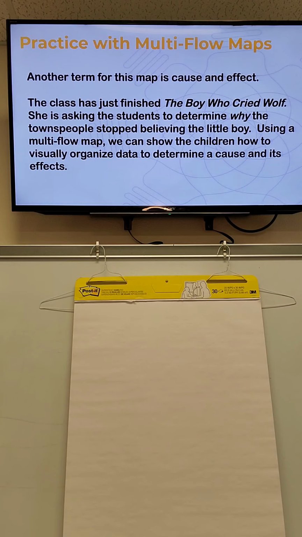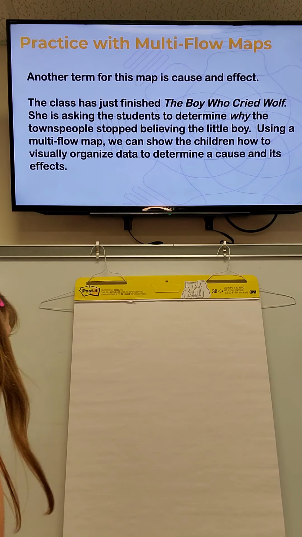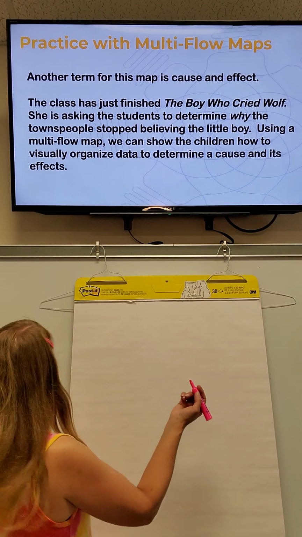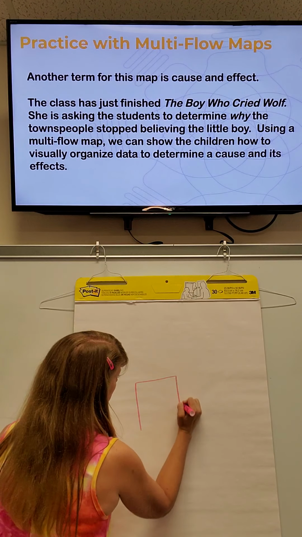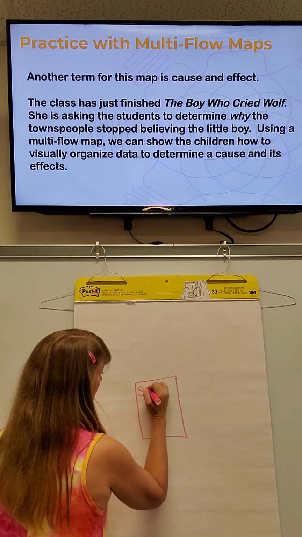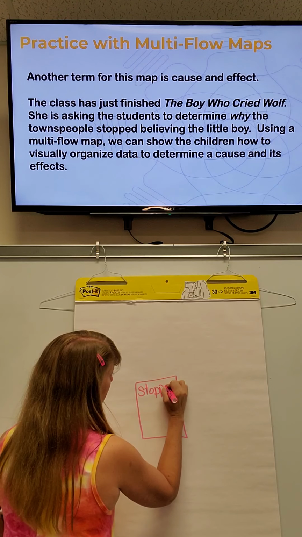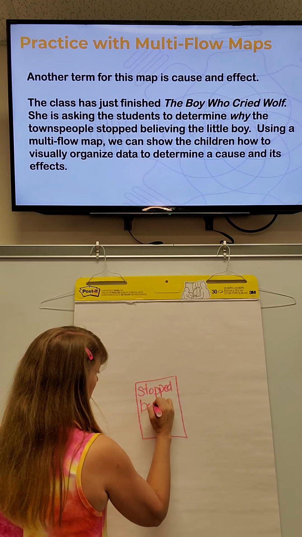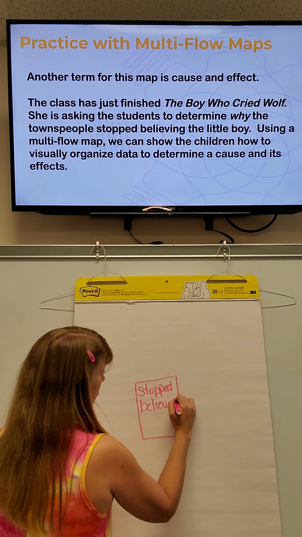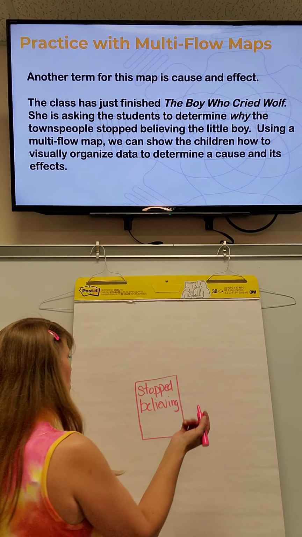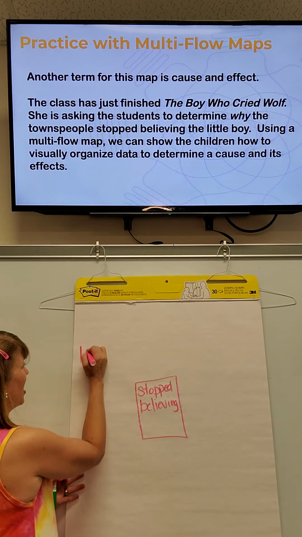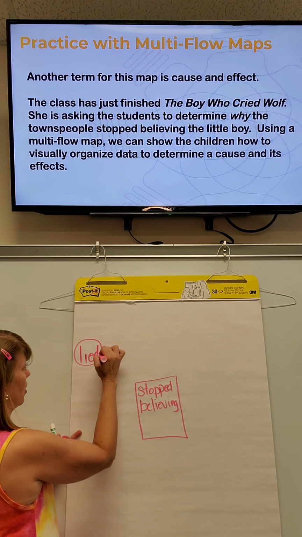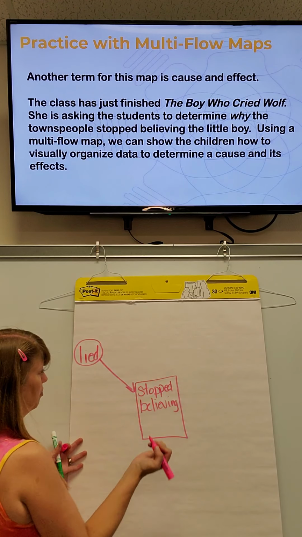Let's see here. We know in the beginning some things that happened that led to, so the change it's talking about is they stopped believing him, right? That's what we want to know. Why did they stop believing him? Right? So to figure out why, we need to see what happened beforehand. Well, he lied, and that led to people stopping to believe him.